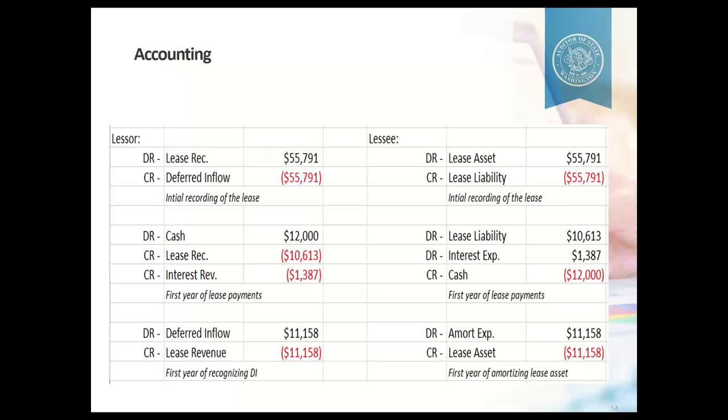And for the lessee, as they pay out the $12,000, that reduces the lease liability and there's some interest expense. And then the rest of the expense comes from the amortization of that lease asset, the right to use asset. Next slide.